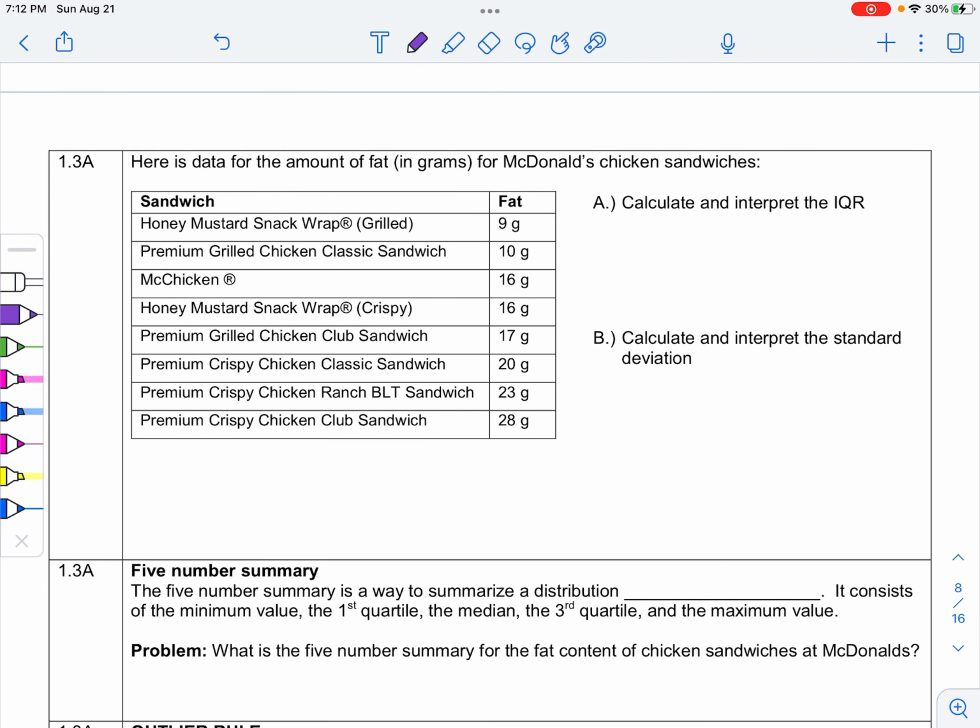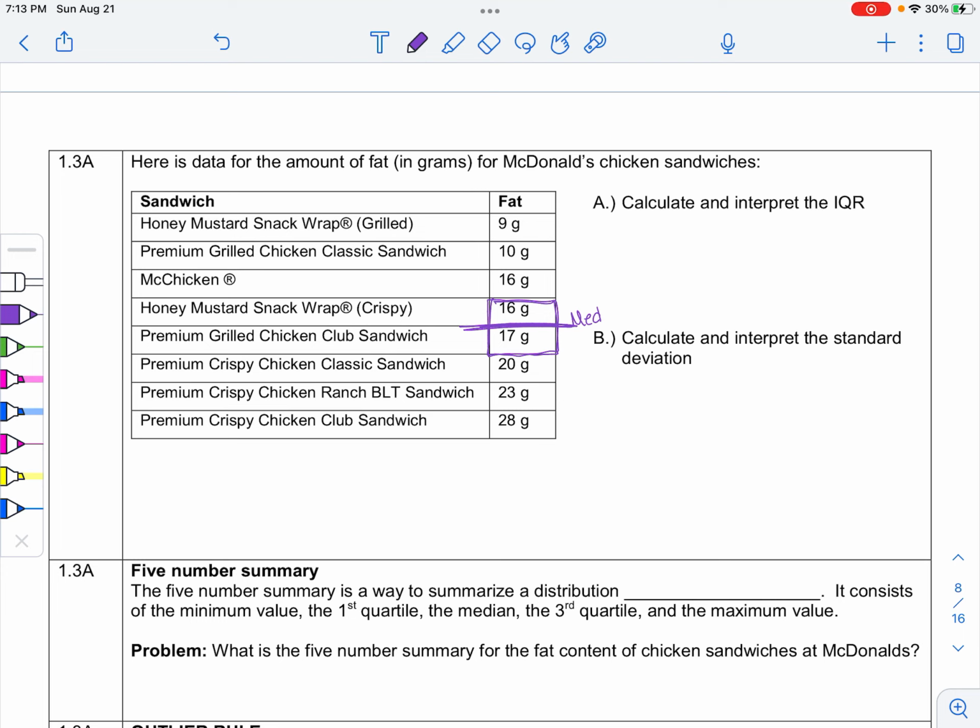So here's what we're going to do as far as actually calculating the IQR. We have the same fat content from McDonald's. When we go ahead and calculate that IQR, we can see that we have 8 data points, and the middle is actually in between 16 and 17. We calculated that before. So right here, we calculated our median to be 16.5.